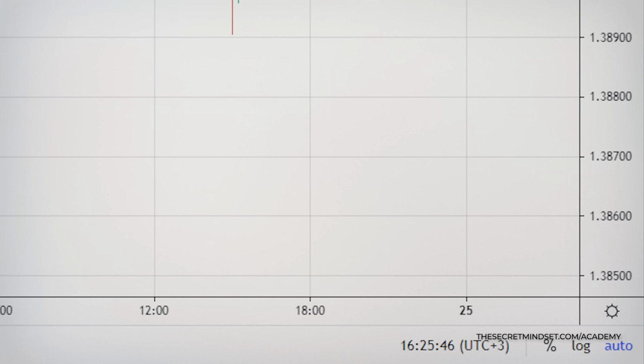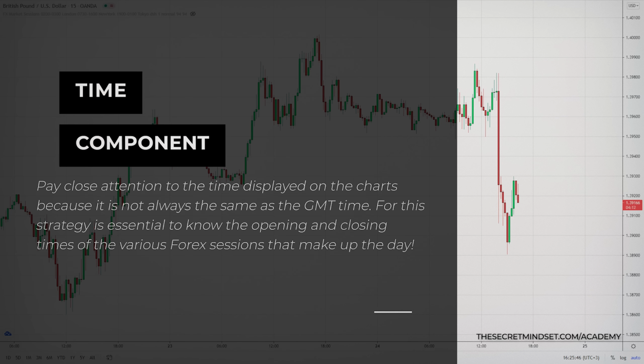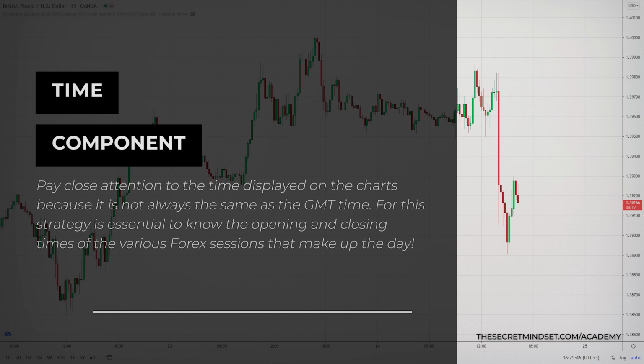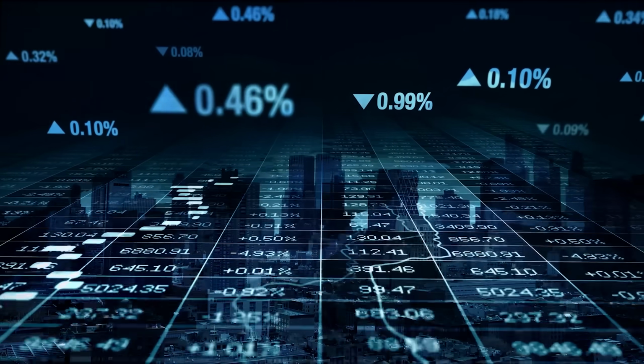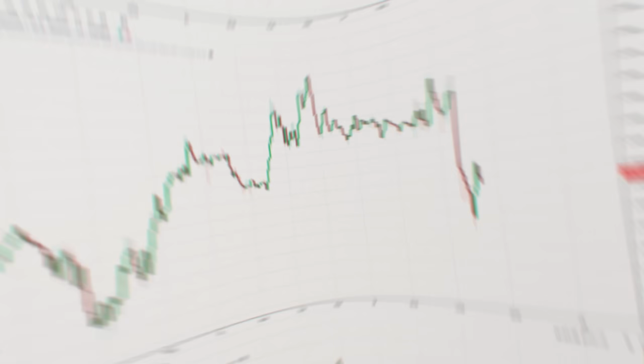These concepts may seem obvious to some, but it's very important, regardless of the platform you use, to know the exact time shown by your charts compared to the GMT in London. So very important, you should pay close attention to the time displayed on the charts, because it's not always the same as the GMT time, since for this strategy it's essential to know the opening and closing times of the various Forex sessions that make up the day. If we are misled by the wrong time on the platform, our analysis would be wrong.